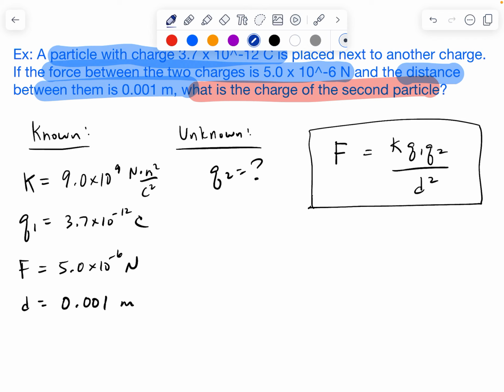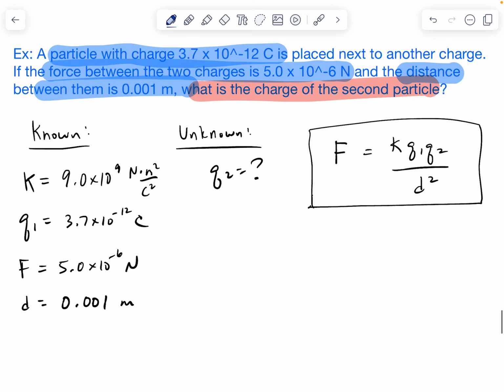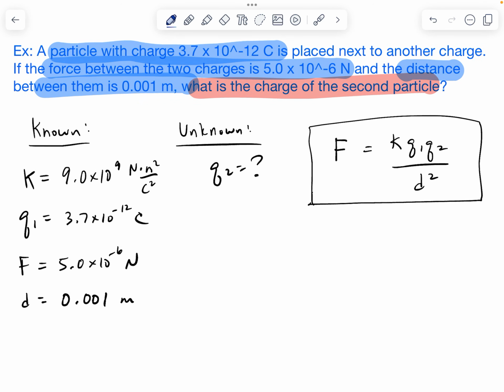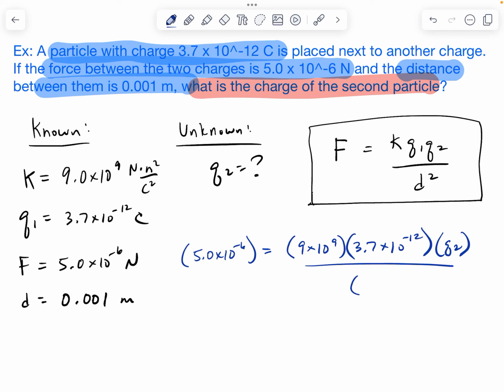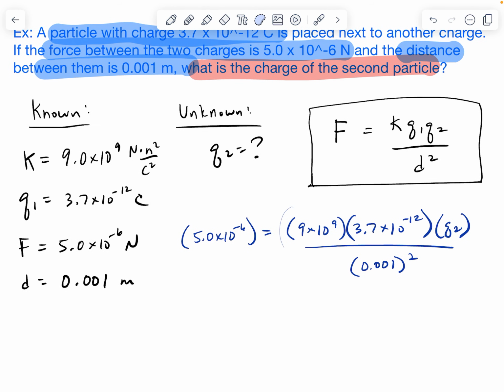Okay, now once we have that, this really becomes a simple plug in the values and then solve. So we know that our force is 5.0 times 10 to the negative 6. That's going to equal 9 times 10 to the 9th times Q1, 3.7 times 10 to the negative 12th, times Q2, which we don't know, divided by the distance, and we do have to square it. Don't forget to square your distance. All right, so now I can start simplifying. This portion is basically a fraction, so I'm going to simplify that in my calculator, and then it can get attached to Q2.